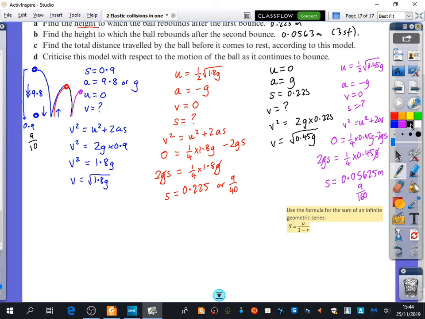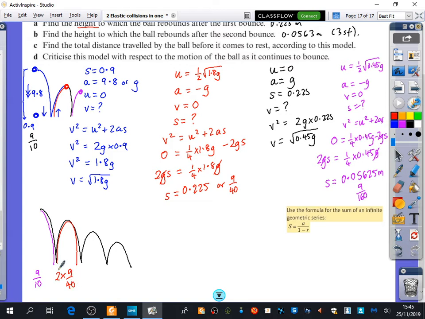Okay, so we have got the ball doing this journey. We're going to talk about what will happen here because it would, in theory, keep bouncing forever, just getting smaller and smaller and smaller. Now, this distance is 9 over 10. This distance here is 9 over 40, and this distance here is 9 over 40. So there's 2 lots of 9 over 40.